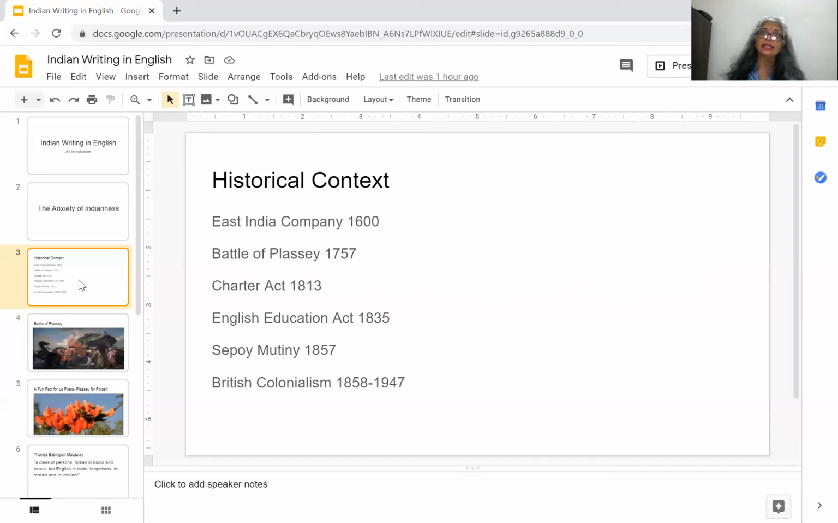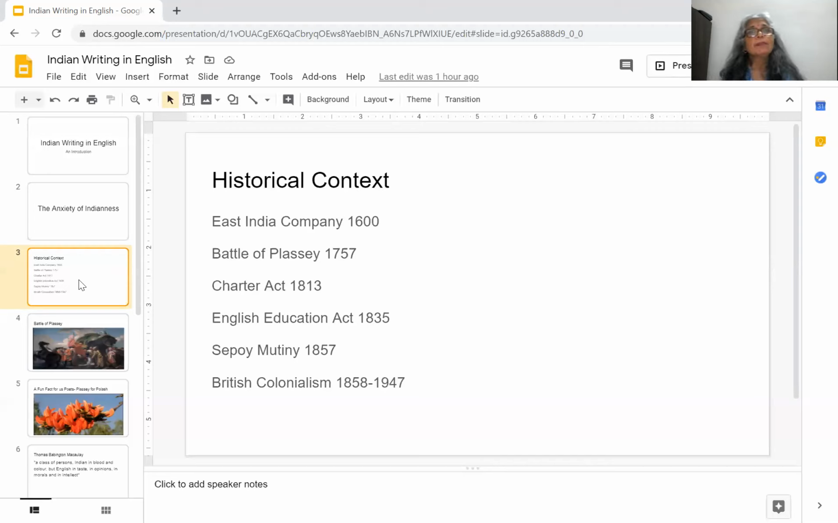It's not till the late 1950s that Indian writing in English actually was given as much importance as it's being given today. It's been part of the curriculum now. It's people like K.R.S. Iyengar and Meenakshi Mukherjee who've been responsible for bringing it so much into focus.